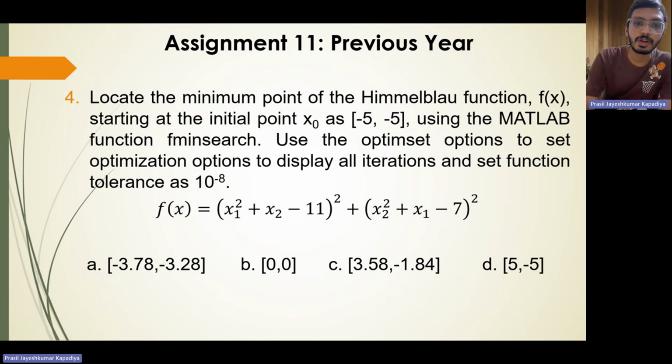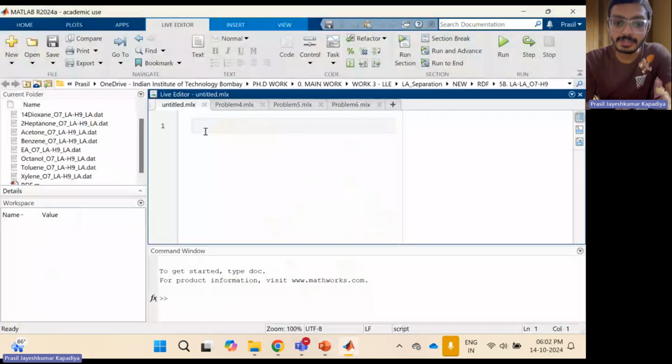We were given our function f of x is equal to (x1 square plus x2 minus 11) whole square plus (x2 square plus x1 minus 7) whole square, and we were supposed to find a minima with tolerance of 10 raised to minus 8 and initial guess of minus 5. So let's solve this problem once again.